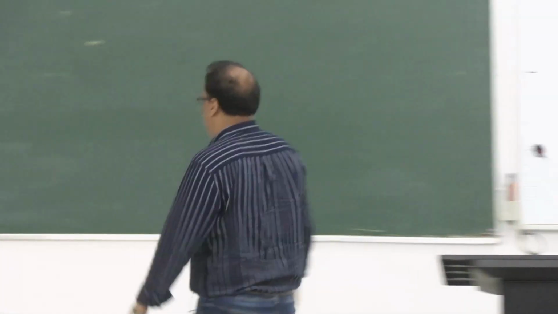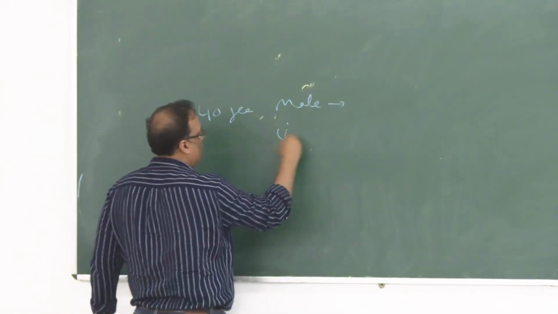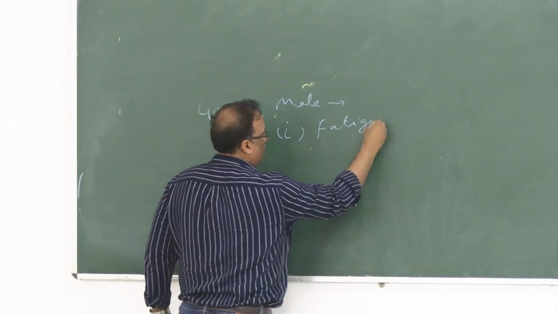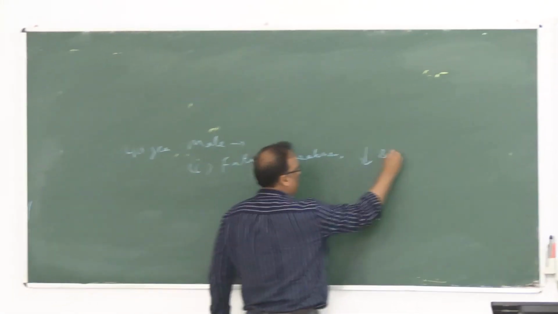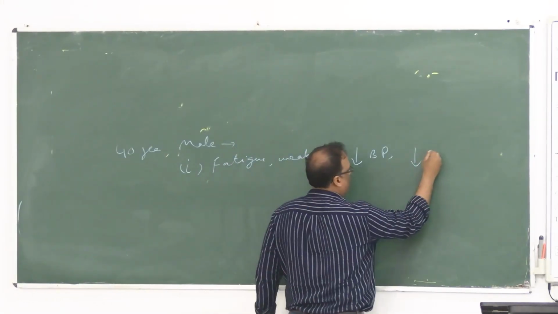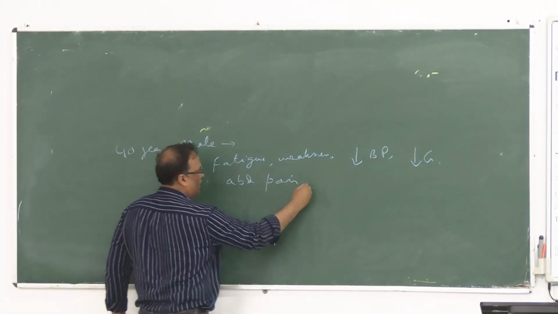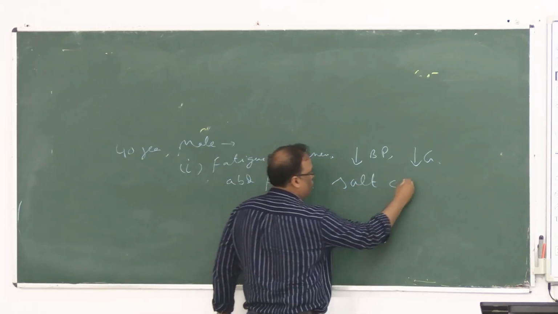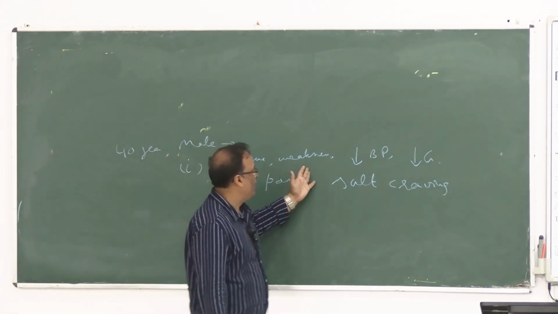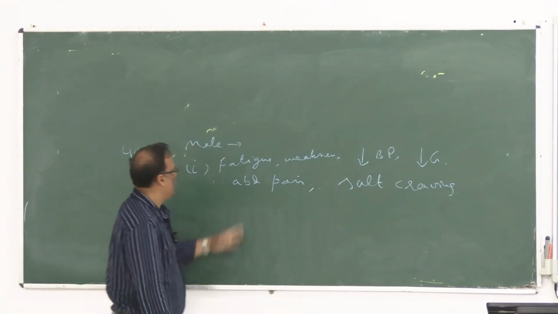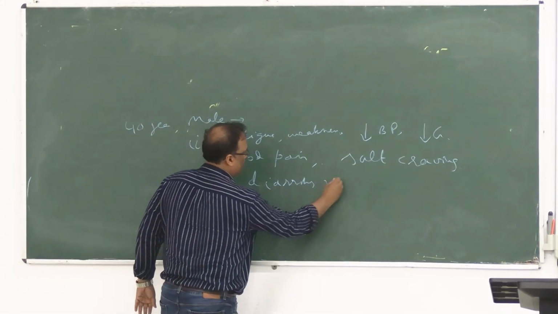So suppose a patient comes, 40 years of age, male, presented with fatigue, weakness, low BP, low glucose, abdominal pain, and salt craving, meaning he says he only wants to eat salt. The patient has come to your OPD presenting with fatigue, weakness, low BP, low glucose level, abdominal pain, salt craving, diarrhea, and vomiting.